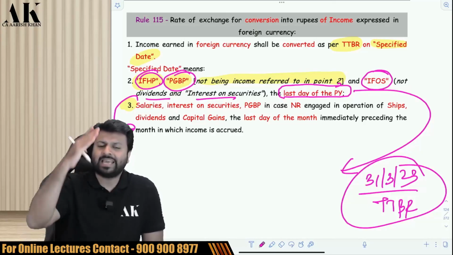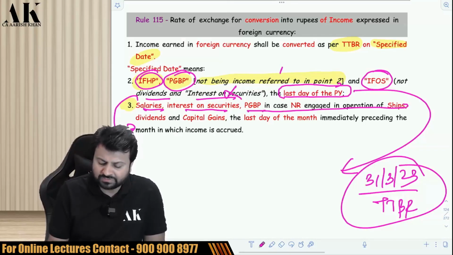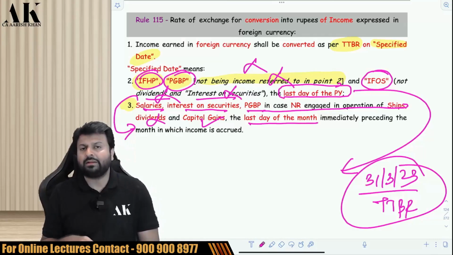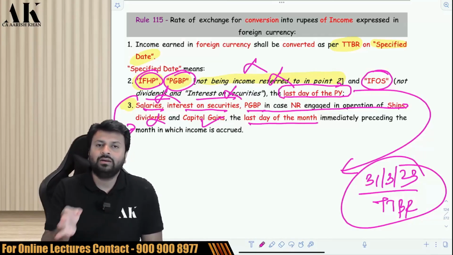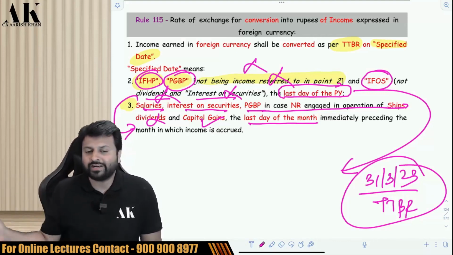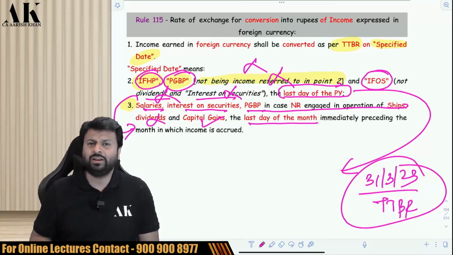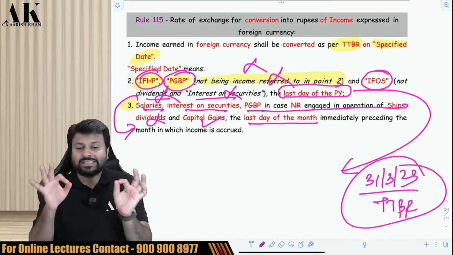Now, apart from this, every other income, that is salary, interest on securities, which is not covered here, PGBP in case of non-resident shipping business, which was not covered here, or dividend, which was not covered here, or capital gains, which was not covered here, you have to take the last day of the month immediately preceding the month in which the income is accrued. It means you have to take monthly calculation. For example, for the month of April salary, you have to take the 31st March value. For the month of May salary, you have to take the 30th April value. For the month of June salary, you have to take the 31st May value. For the month of December salary, you have to take the 30th November value. This is how you are supposed to calculate.